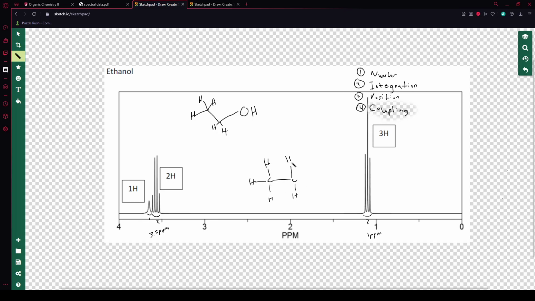So this is another way of drawing our ethanol. And so the coupling, I said, is the number of peaks in a group of peaks, and it refers to the hydrogens that are on the adjacent carbons to a hydrogen. So that's a really confusing sentence. I confuse myself just saying it.